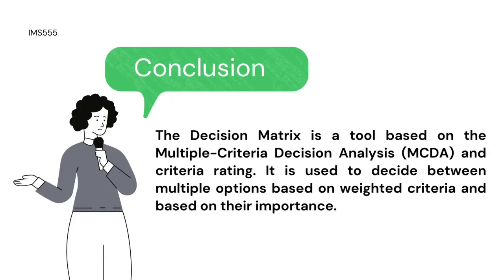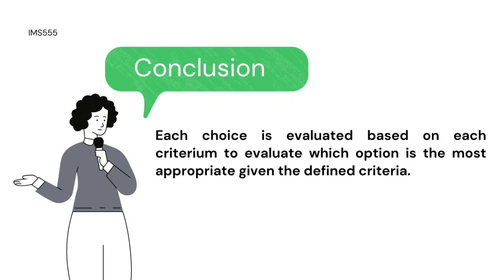So the conclusion: the decision matrix is a tool based on multiple criteria decision analysis and criteria rating. It is used to decide between multiple options based on weighted criteria and their importance. Each choice is evaluated against each criterion to determine which option is the most appropriate given the defined criteria.